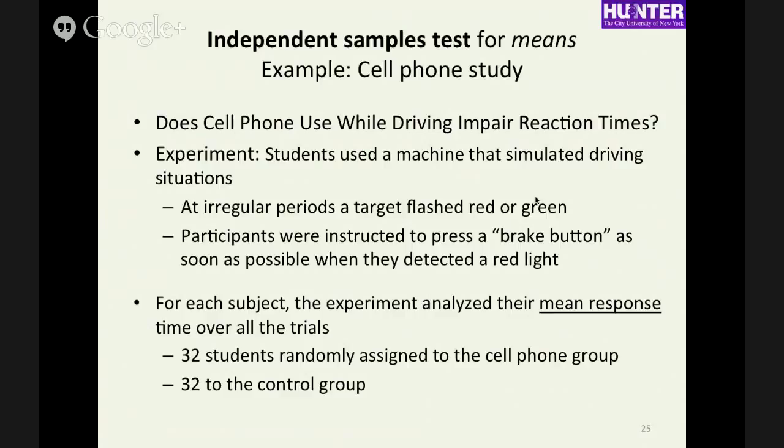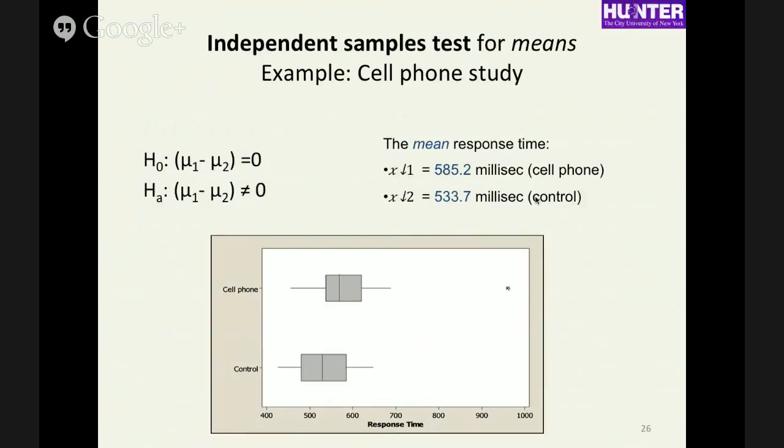So that's clearly independent samples, right? They're not paired. And we want to compare the mean response time. So in doing a 2-sample test, the question is going to be, is the average response time different depending on whether you're talking on your phone or not? So if we have response times of 585 and 533 in the cell phone and in the control group, which would look something like this box plot.